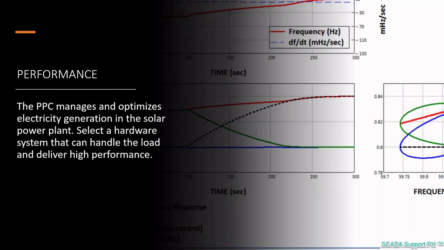When it comes to performance, the hardware selected for the PPC should have a high level of performance. Again, the PPC is responsible for managing and optimizing the generation of electricity. Therefore, it is essential to select a hardware system that can handle the load and deliver high performance. By taking into account these considerations when choosing the right hardware system, the solar PV power plant can maximize its return on investment and meet the increasing energy demands of today's world.